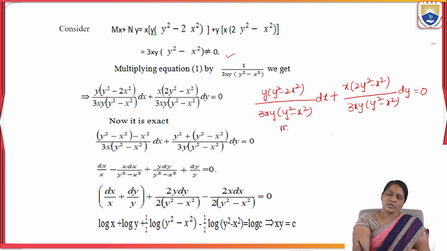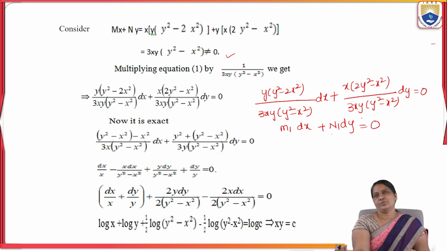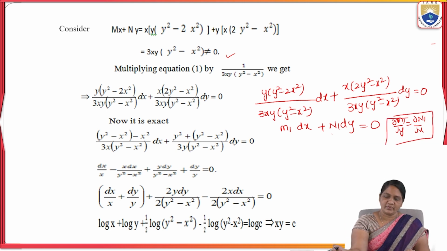Now we got the value m1 dx plus n1 dy equal to 0. So we are going to simplify this one. So here dou m1 by dou y is equal to dou n1 by dou x. So that means this is the exact equation. We are going to simplify here to get the general solution.